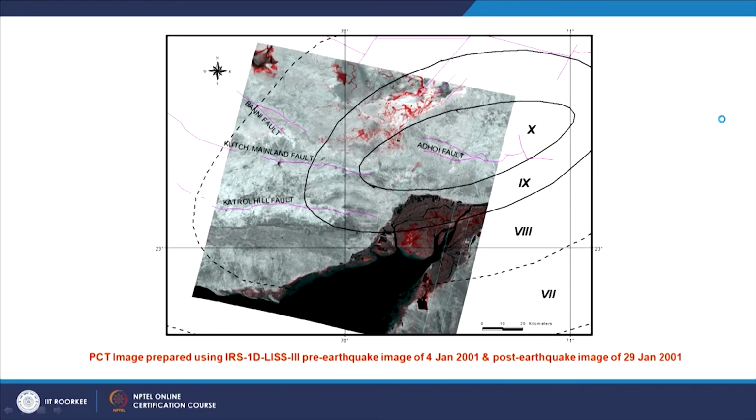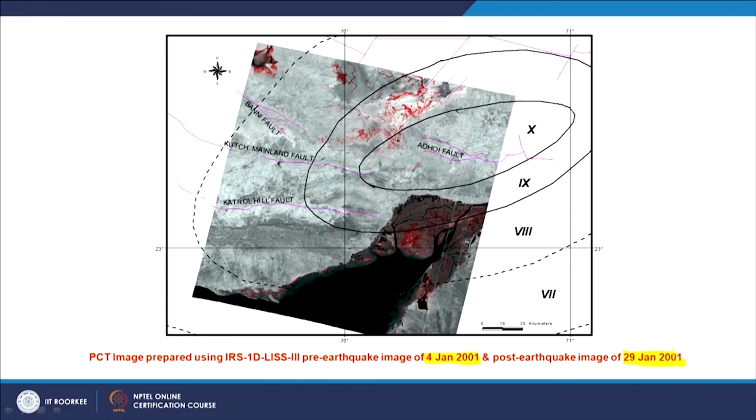One more example, and that is in playing with the infrared channel. Here we wanted to highlight whatever has changed in terms of moisture or new water bodies because of an earthquake event, and bring it out from these two input images. The two input images are 4th January 2001 and 29th January 2001. And in between, on 26th of January 2001, the Bhuj earthquake occurred.